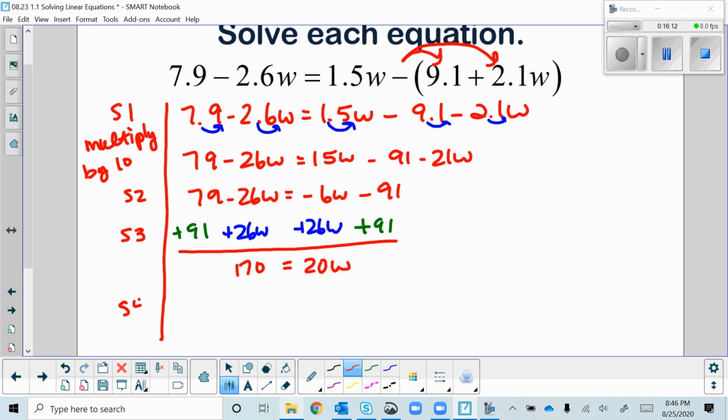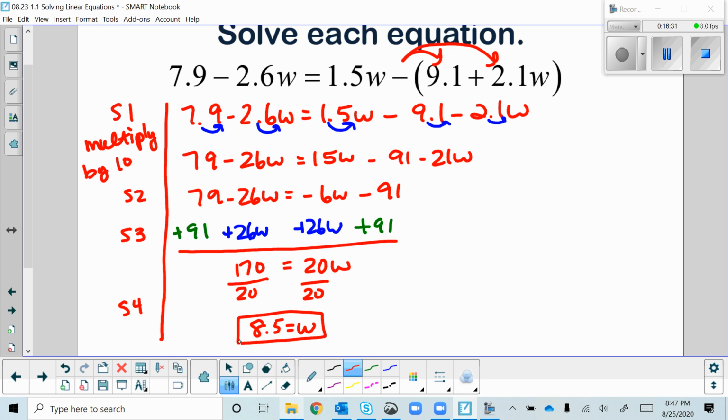And then step 4 is to divide by the coefficient. And 170 divided by 20 is 8.5. And so that's just one way you could have done the steps.